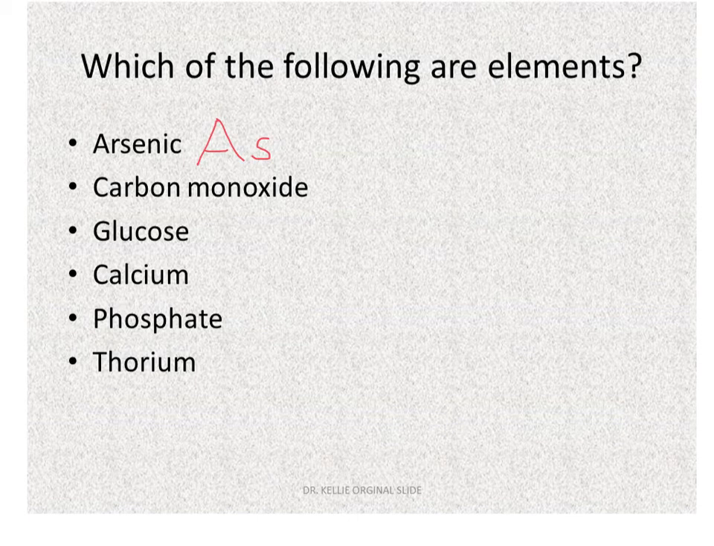But at any rate, then you have carbon monoxide. Carbon's on your periodic table, but not carbon monoxide. That's because carbon monoxide, as we've already talked about, is a compound consisting of carbon and oxygen. Now, this is one that I'm hoping to really puzzle you with. Glucose sounds really chemically, and you've heard it before, but that's because it's a compound. It's a compound consisting of carbon, hydrogen, and oxygen.